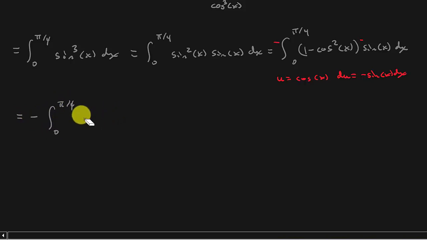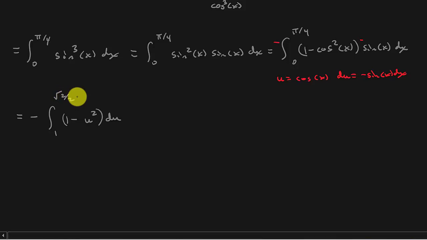Oh, well, let's do this. That's going to be 0 to pi over 4. That's going to be what? 1 minus u squared du, right? And that is going to be from 1 to square root of 2 over 2.